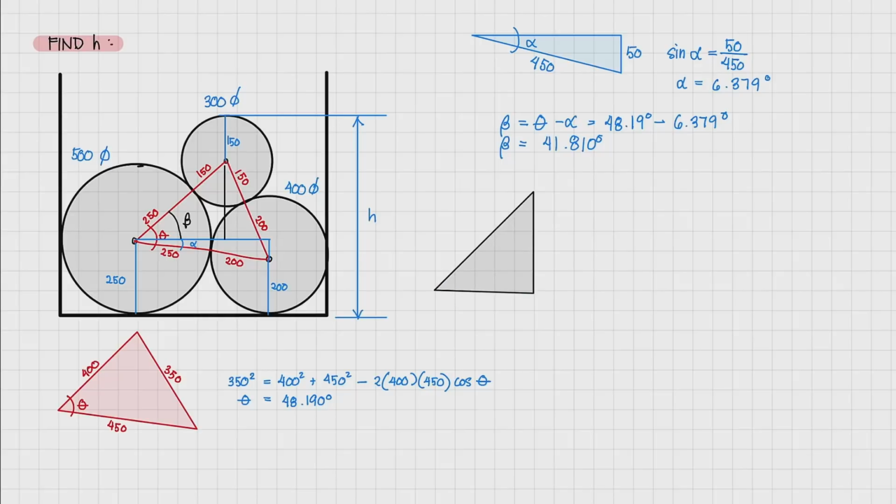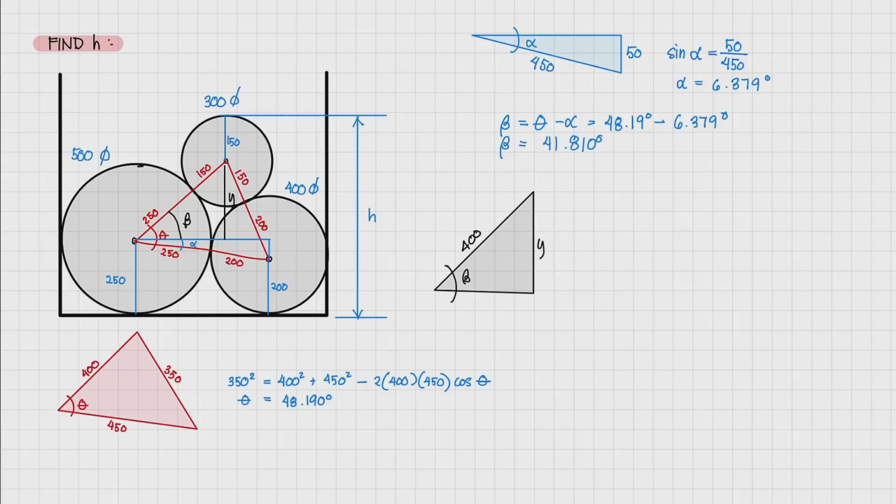So from this triangle, we know na alam na natin yung beta. What's the other thing that we know? So from this triangle, we know the hypotenuse, which is just 250 plus 150. So that's 400. Right? And what we're trying to solve for is this one, yung y natin. Itong height na to, y.